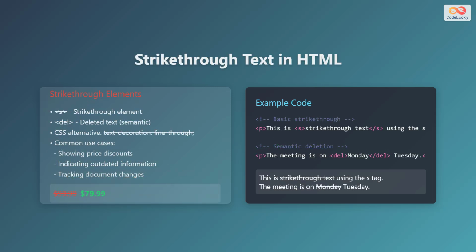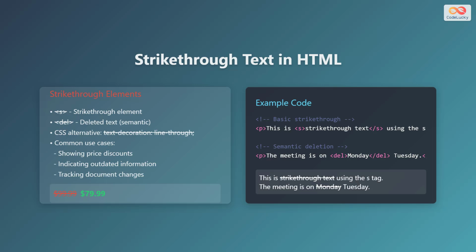Let's discover strikethrough text in HTML. The S tag is used to represent content that is no longer accurate or relevant. The del tag represents text that has been deleted from a document. You can also achieve strikethrough using CSS with the property text-decoration: line-through. Common use cases include showing price discounts, indicating outdated information, and tracking document changes.